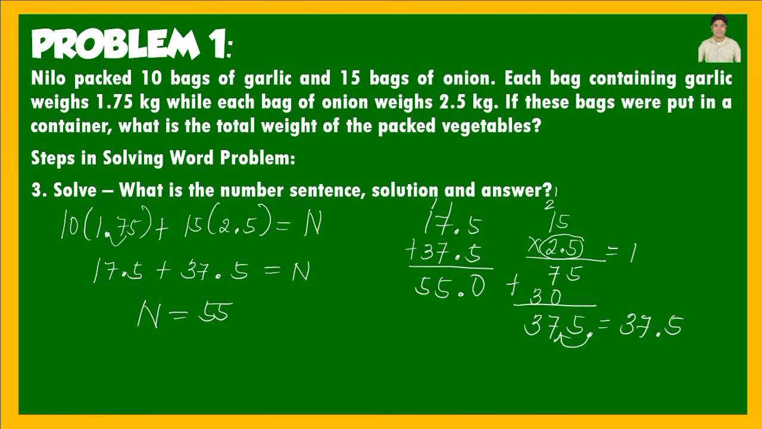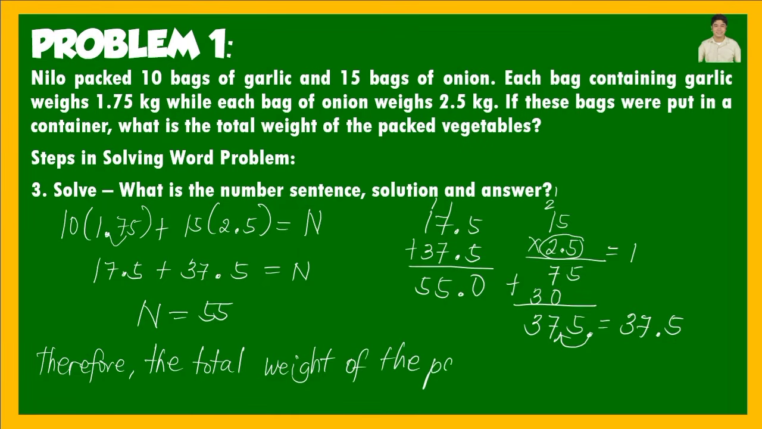So, yung complete answer natin, therefore, the total weight of the packed vegetables is 55 kilograms. So, wag po natin kakalimutang include yung unit niya. So, since pinag-uusapan natin is timbang, bigat, that is kilograms.